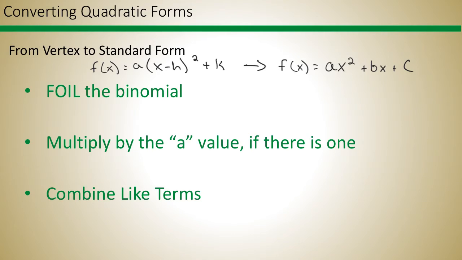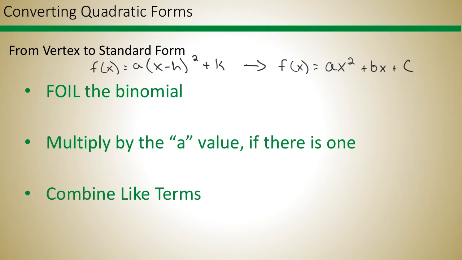So the first thing that we're going to do when converting from vertex to standard form is FOIL this binomial. I'm going to distribute it out and expand it, get rid of the parentheses, basically. After that, I have this a number on the outside. I'm going to distribute it into this polynomial here, if there is one. There's not always going to be a number there. And then combine like terms. I'm going to have a k here sometimes that I can combine. And that's basically it. FOIL, multiply the a value, and then combine like terms.